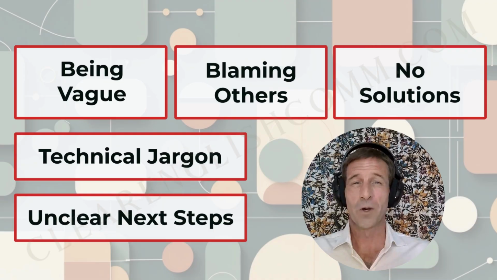What we want to avoid when we deliver bad news is being vague, blaming other people, presenting problems without offering solutions, using technical terms with people who may not completely understand them, and failing to give a clear path forward.